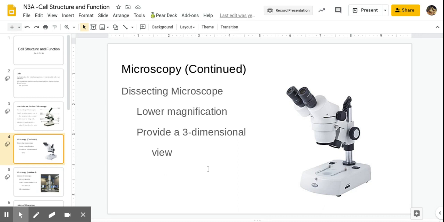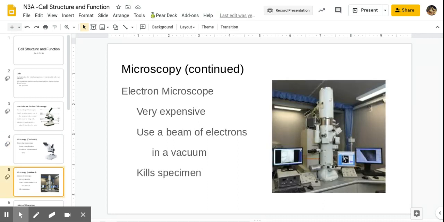Another type of microscope, and we'll play with these a little bit, is called the dissecting microscope. These have lower magnification, and they provide a three-dimensional view, which means the light is coming from up here instead of coming from the bottom, as we saw with the compound light microscope. So we can look at things that are thicker, like a fly or a piece of a leaf. It gives you some more dimension, but it's not going to be as detailed as what we see with the compound light.